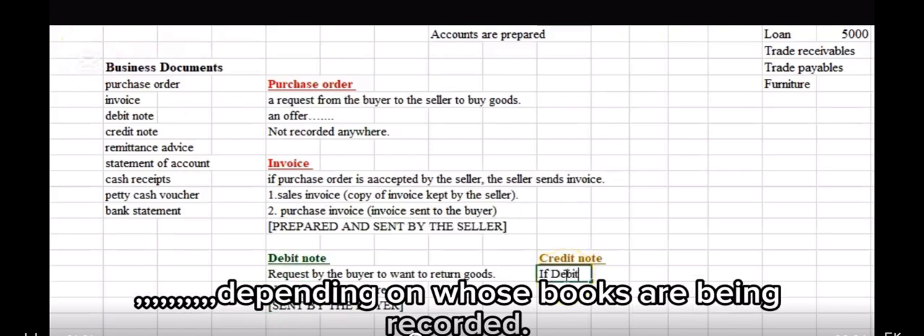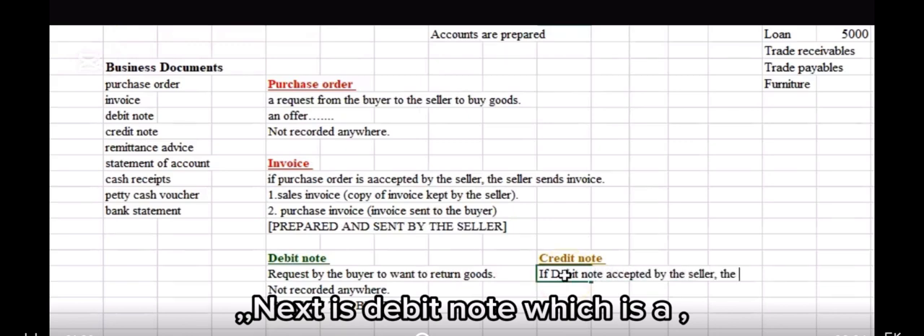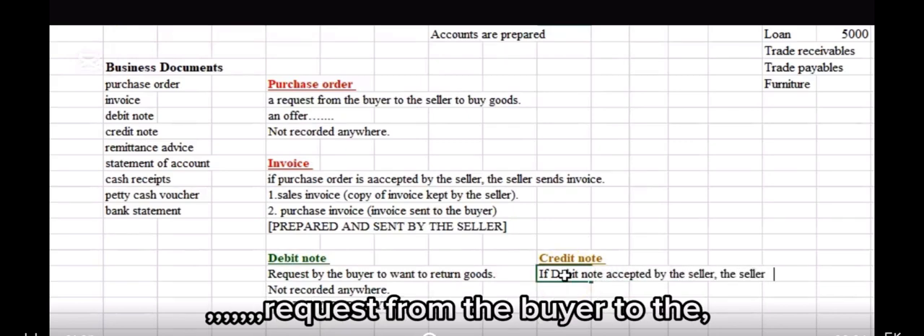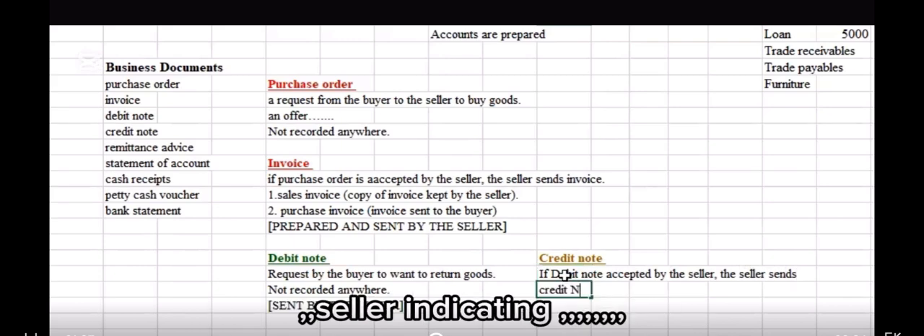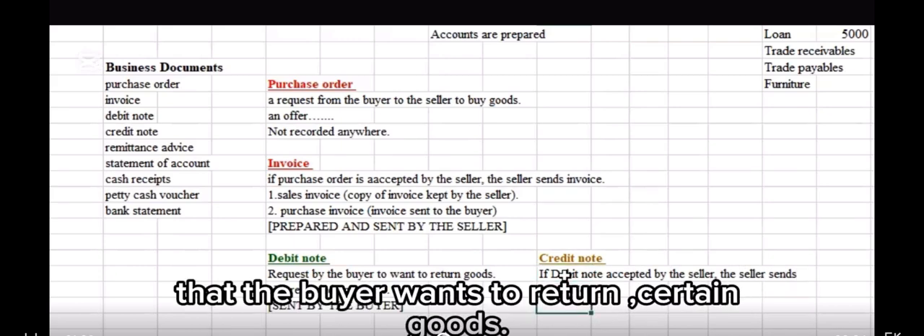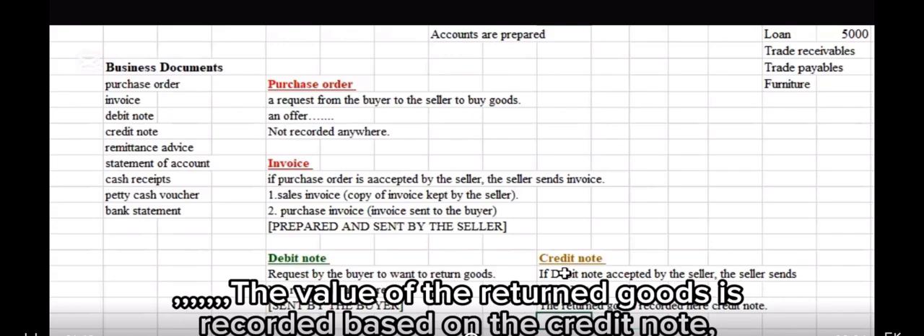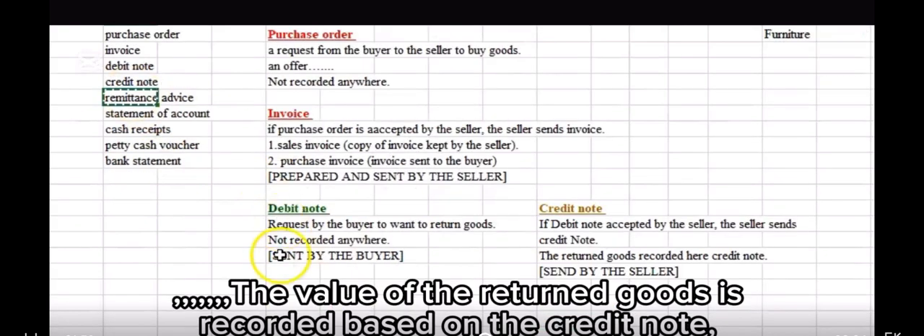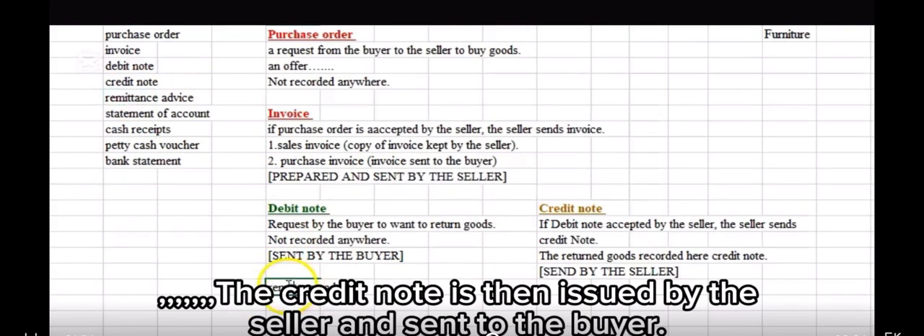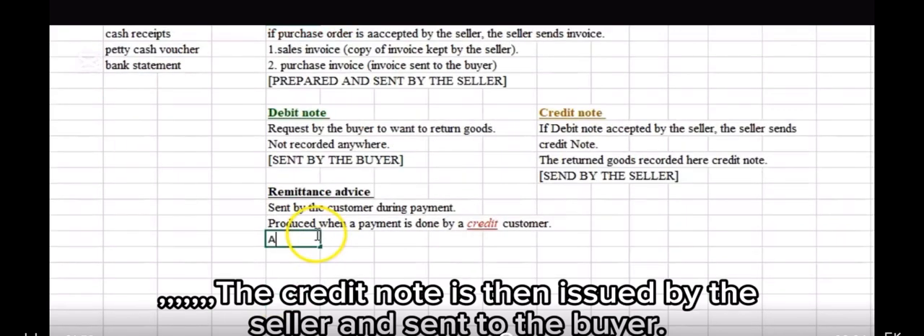Next is the debit note, which is a request from the buyer to the seller indicating that the buyer wants to return certain goods. If the debit note is accepted, the seller prepares a credit note. The value of the returned goods is recorded based on the credit note, not the debit note. The credit note is then issued by the seller and sent to the buyer.